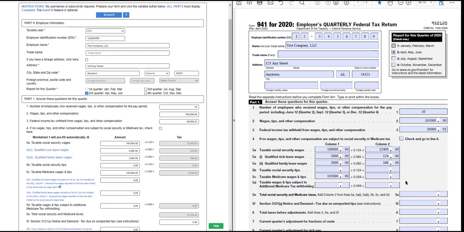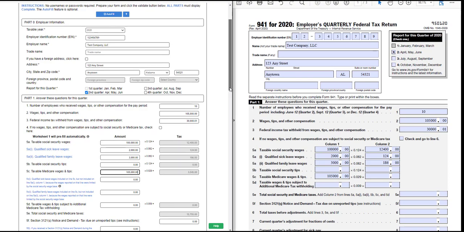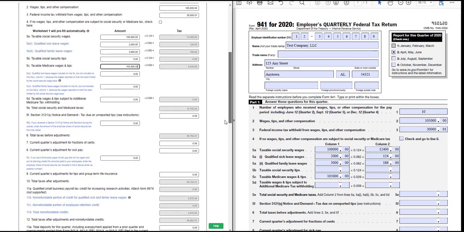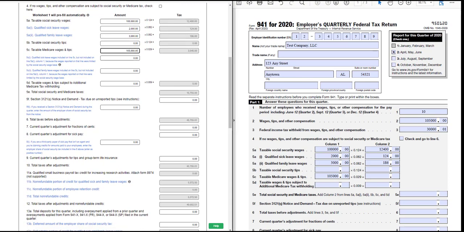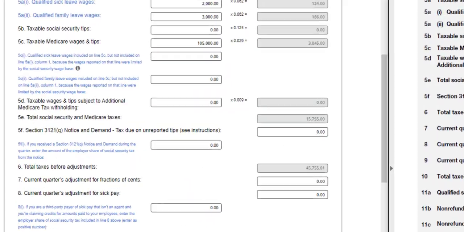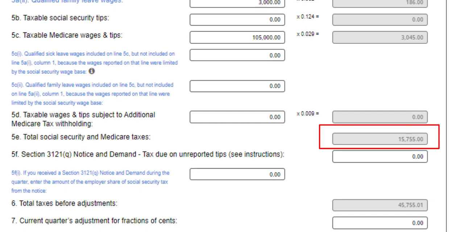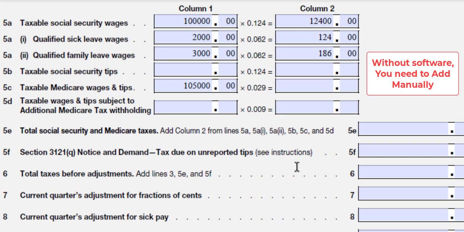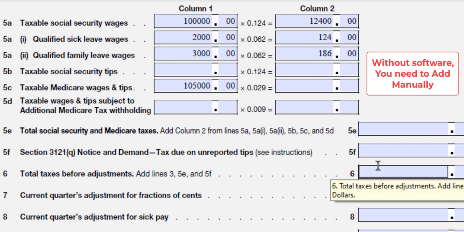Line 5D. This 0.9% tax applies to employee wages paid in excess of $200,000. In this example, we'll assume none. Line 5E. Total Social Security and Medicare taxes. This line is calculated. Add column 2 from lines 5A, 5A1, 5A2, 5B, 5C, and 5D. Again, without software, you would need to manually add.